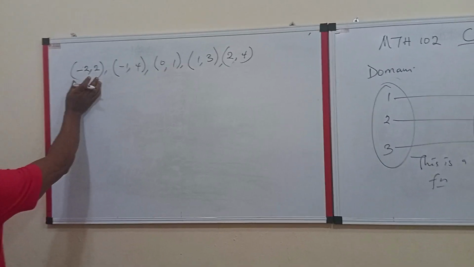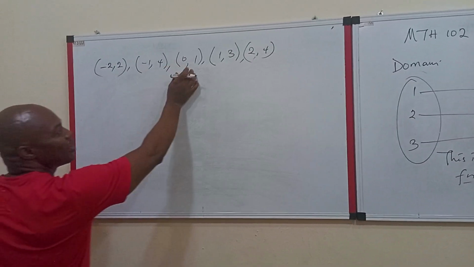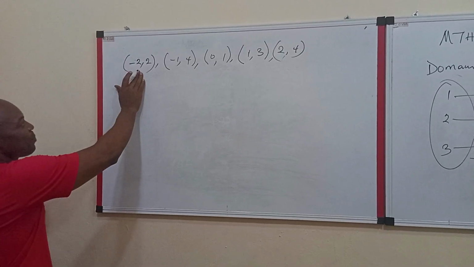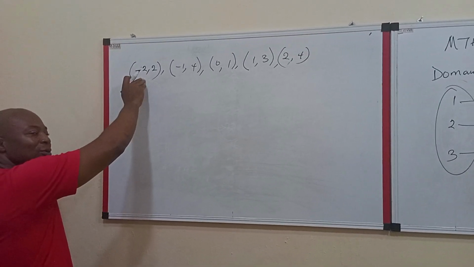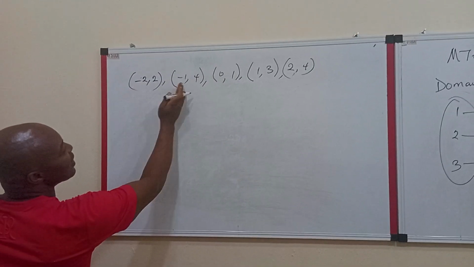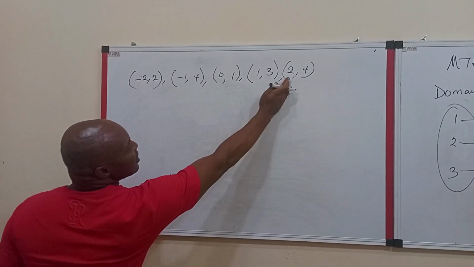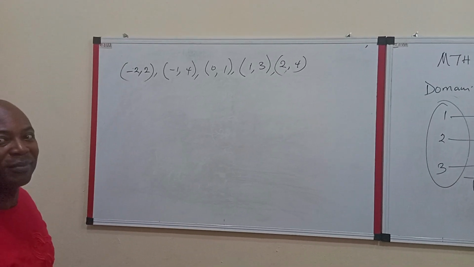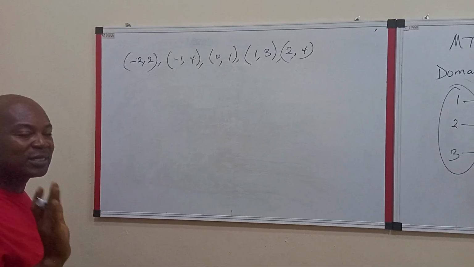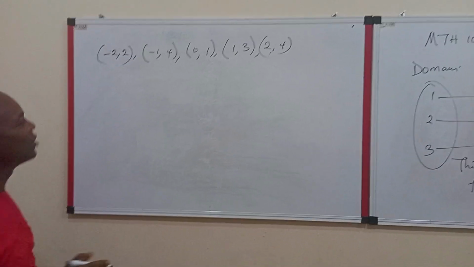Now this one you see here, we call them pairs. Inside this pair, we have the domain value, and we also have the range value. These first ones are the domain values. So when you see them anywhere like this, know that those things are pairs, made up of the domain and the range value.